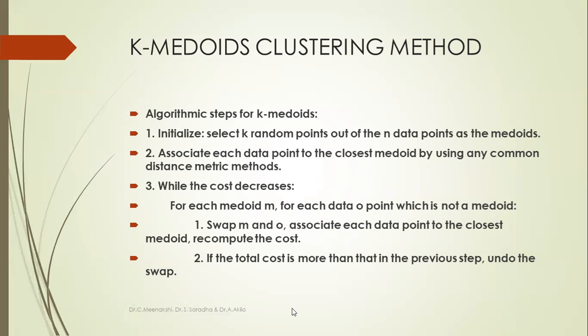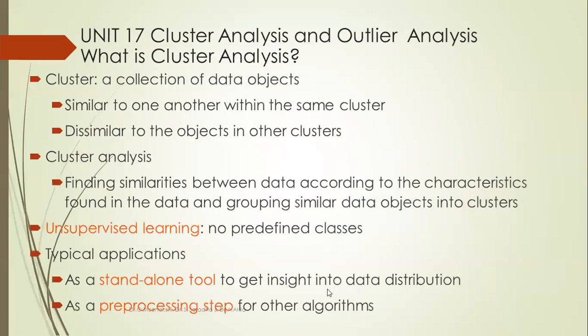So we have different metric methods, and I'm going to use a common distance metric method. And then, while the cost reduces, for each medoid M, for each data point O which is not a medoid, swap M and O, associate each data point to the closest medoid, and recompute the cost. If the total cost is more than the previous step, undo the swap. Else we repeat the process. So this is how it works.